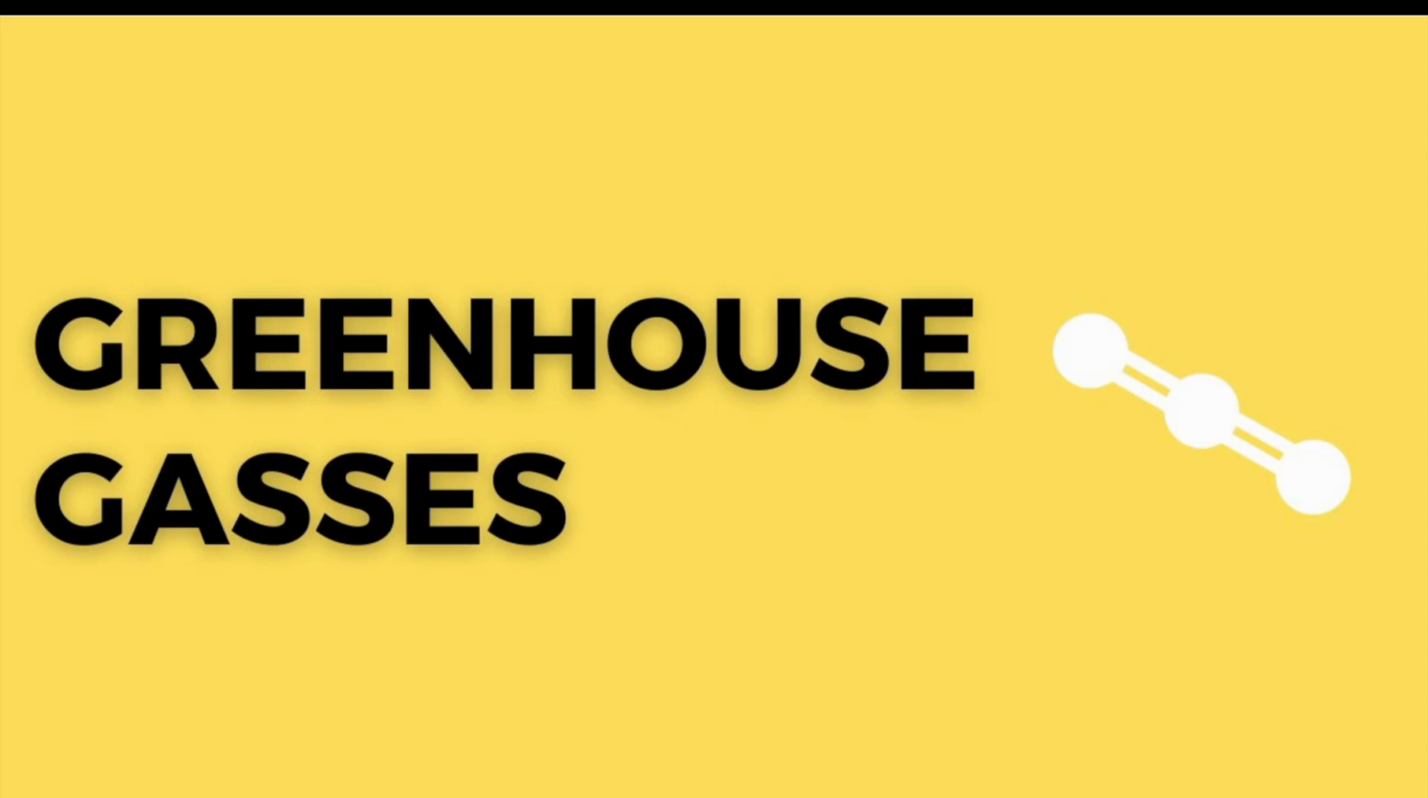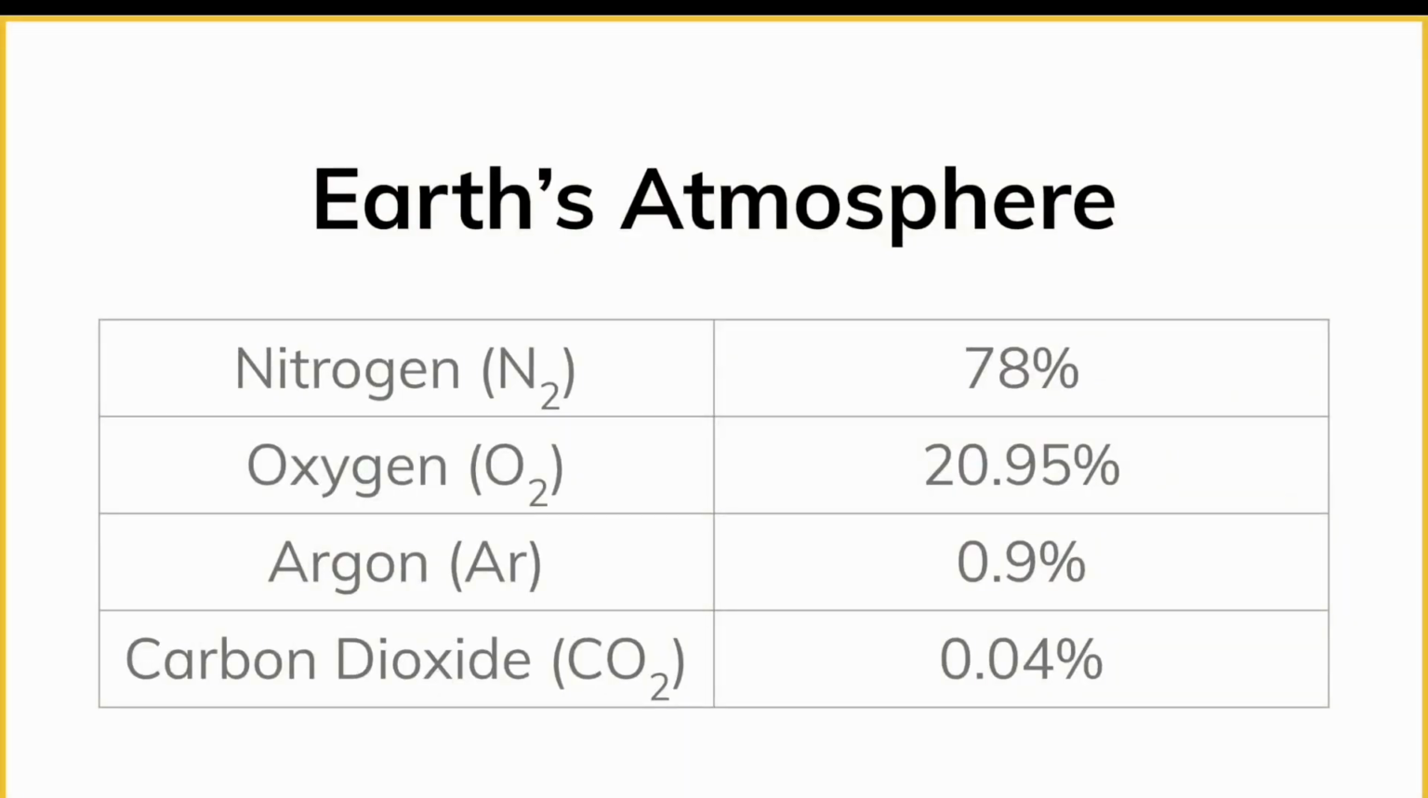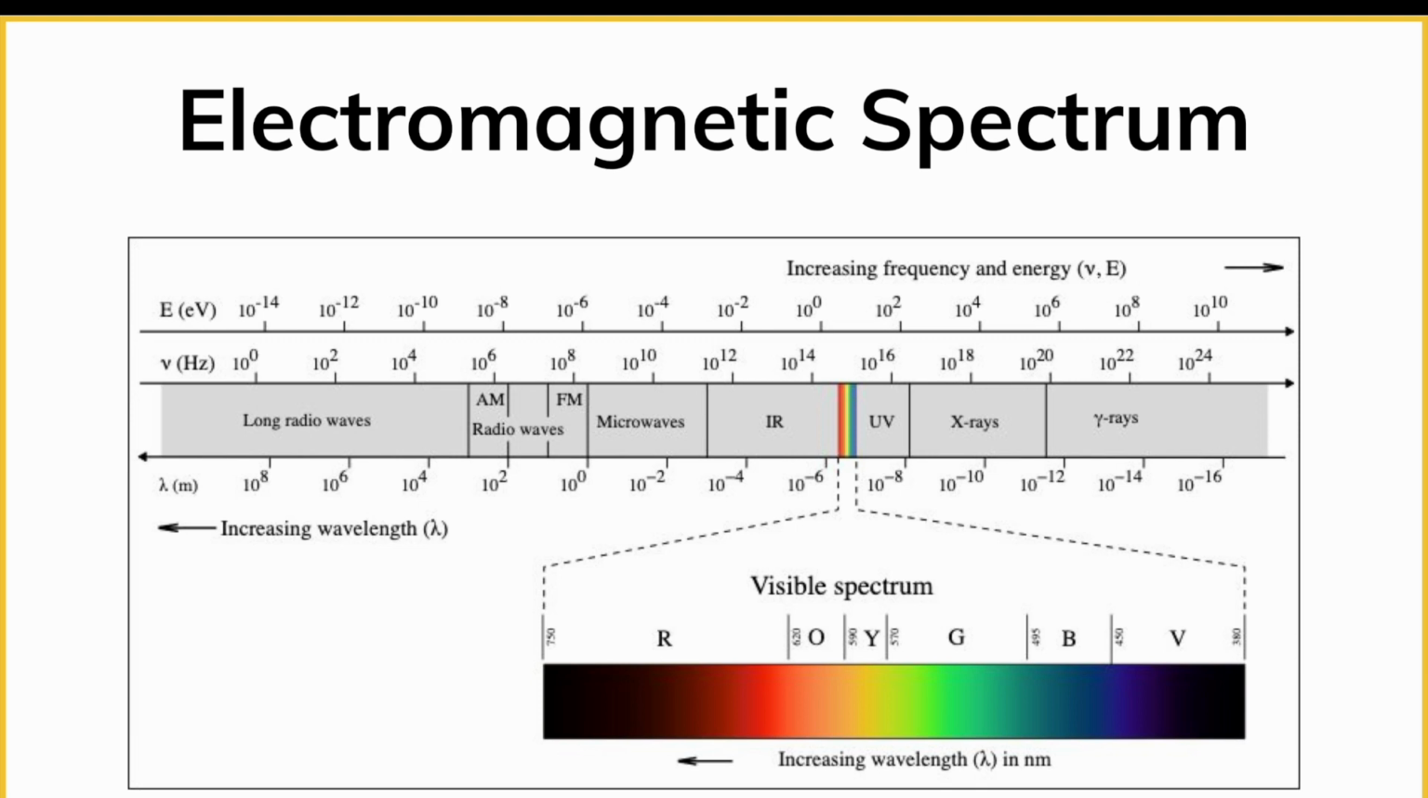In this video, we're going to talk about greenhouse gases, the defining characteristics of a greenhouse gas, and some examples from the Earth's atmosphere. Now, Earth's atmosphere is made of nitrogen, oxygen, argon, and a mixture of carbon dioxide and some other gases, but mainly nitrogen. So in order to understand greenhouse gases, we're going to be referring to the electromagnetic spectrum.